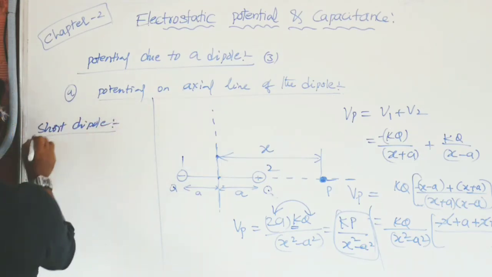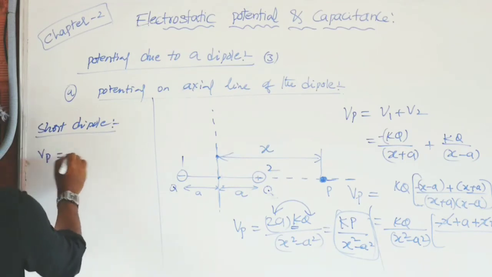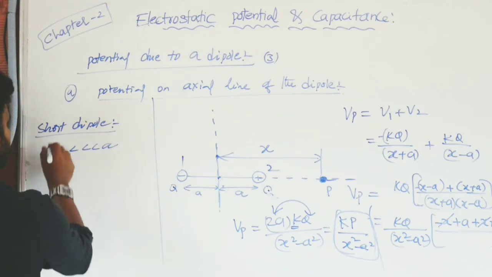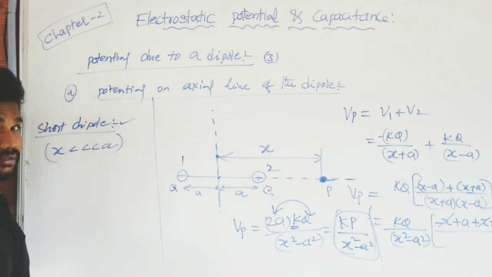For a short dipole, what is the potential? What do you mean by short dipole? x is very much greater than a. This is the condition for a short dipole, remember? In the case of the electric field also, we take the same condition.